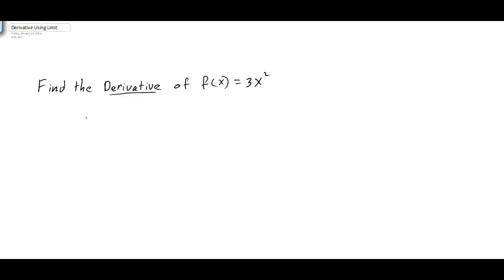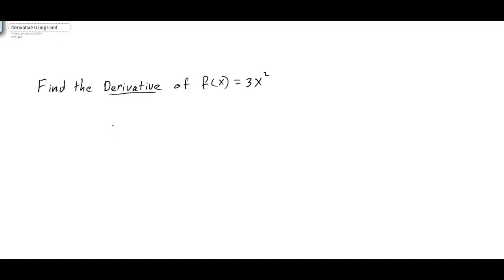In this video, we want to look at finding the actual derivative of a function. And the example we're going to look at here is f of x equals 3x squared. And we're going to use the limit definition that we talked about in an earlier video.